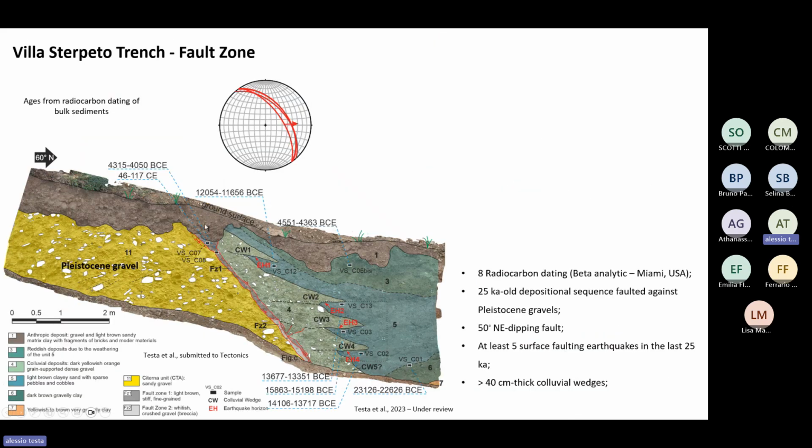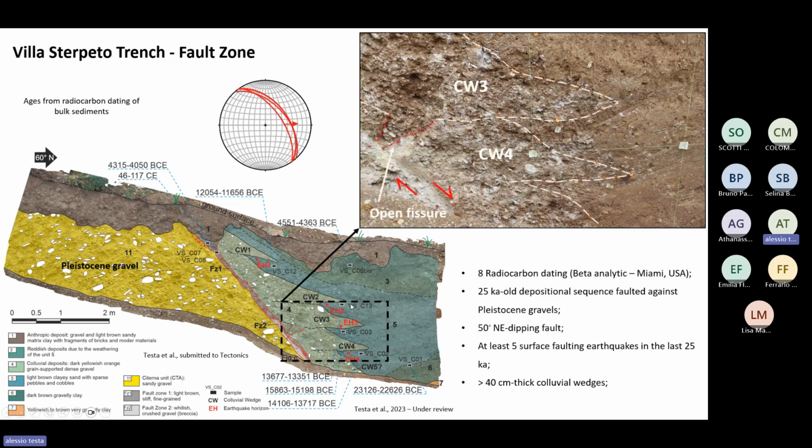This is the log of the fault zone. As you can see, we have several stacked colluvial wedges, and each wedge is located above a fine-grained dark deposit which looks like a weak paleosol. So we interpreted these paleosols as earthquake horizons. We interpreted each wedge as a colluvial wedge due to a surface faulting event.